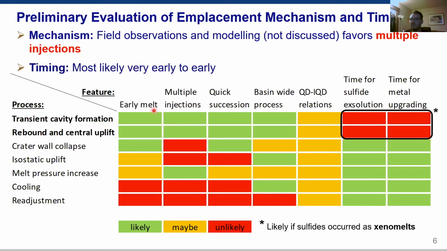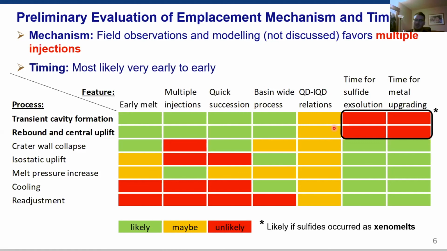In terms of the processes we've seen on the previous slide, we have produced this table, in which we try to assess the likelihood that different dike characteristics are caused by each process. And we think that the early processes can explain most of the features we can see in the offset dikes, of course the early melt, as well as multiple injections in quick succession, and their basin-wide processes. But what they lack at the moment is an explanation for the generation of the sulfides, especially because they do not allow enough time for the sulfides to generate.